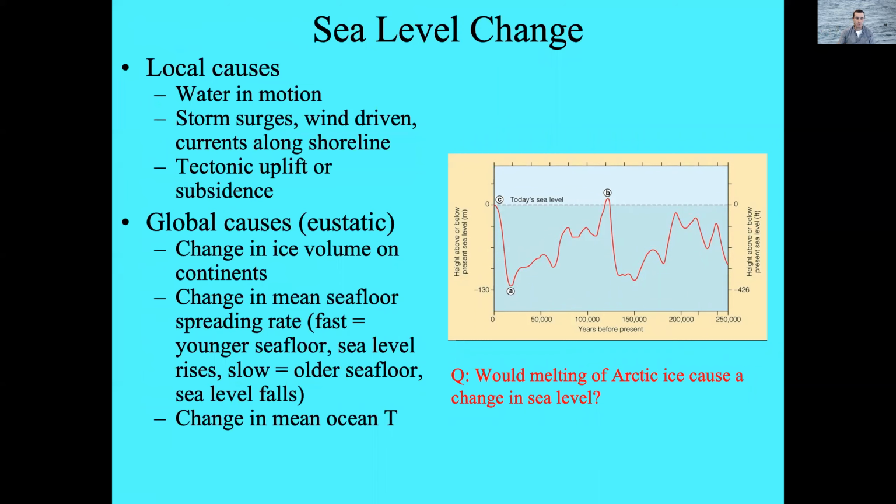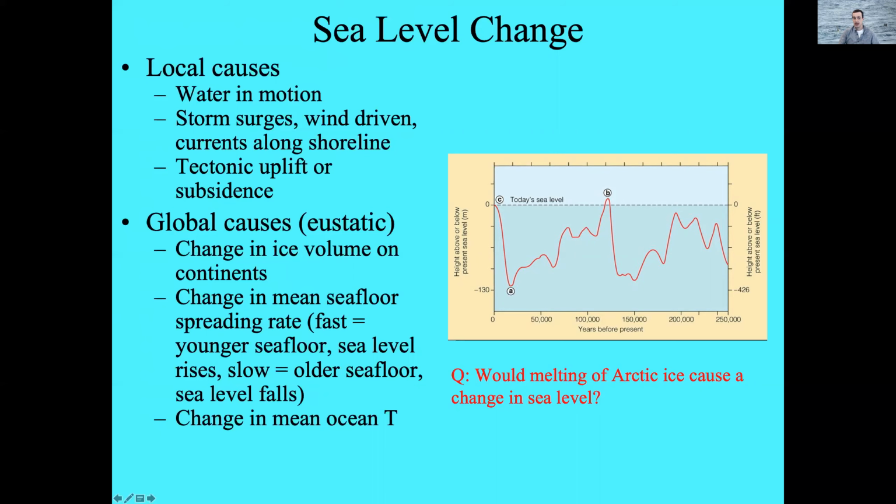So what else determines sea level? I was just talking about global causes, and we'll go to those again in a minute. But locally, you can have changes in water motion from storm surges or wind-driven waves along the shoreline. You can also have tectonic uplift or subsidence. All of those can impact sea level on a very local scale. Globally, you can have eustatic changes. These are changes in the total volume of the ocean. It's an important term to know.